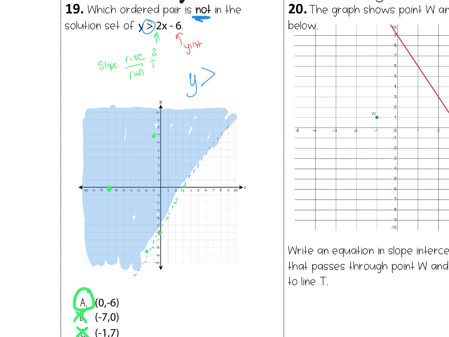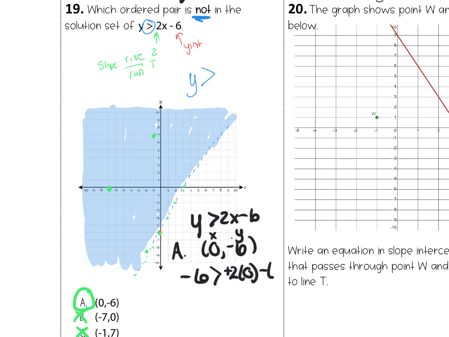Now, if graphing and pictures are not the way your brain works, there's another way to do this. On my calculator, they gave me y is greater than 2x minus 6. For letter A, I have the ordered pair 0, negative 6. This is my x and my y. So if I plug it in, I get negative 6 is greater than 2 times 0 minus 6.